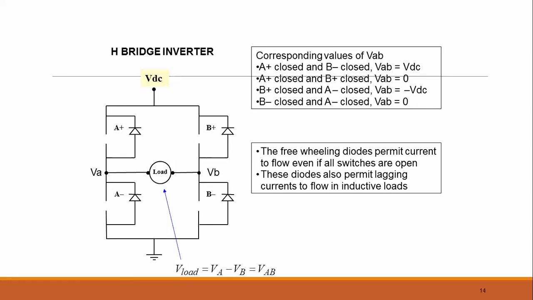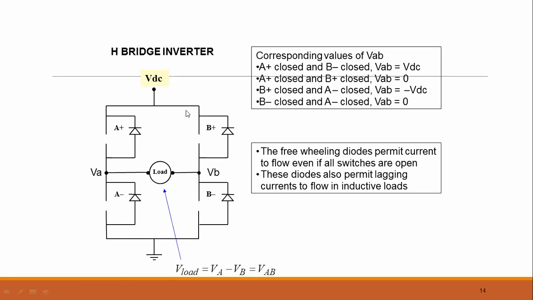Okay, now the H bridge inverter. An inverter transforms DC to AC, depending upon the load. If the load is resistive, then there is no need of the diodes over here. But if the load changes to an inductor, then there is a need of diodes in order to allow the current changes that arise from the inductor.